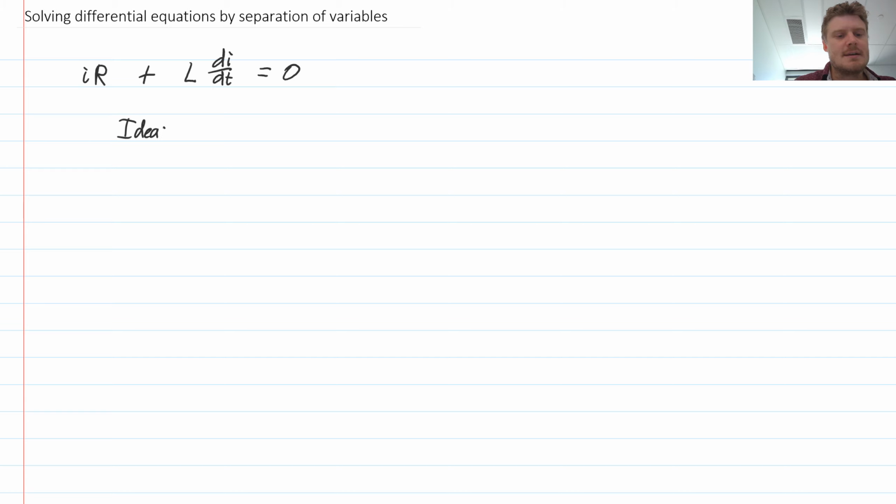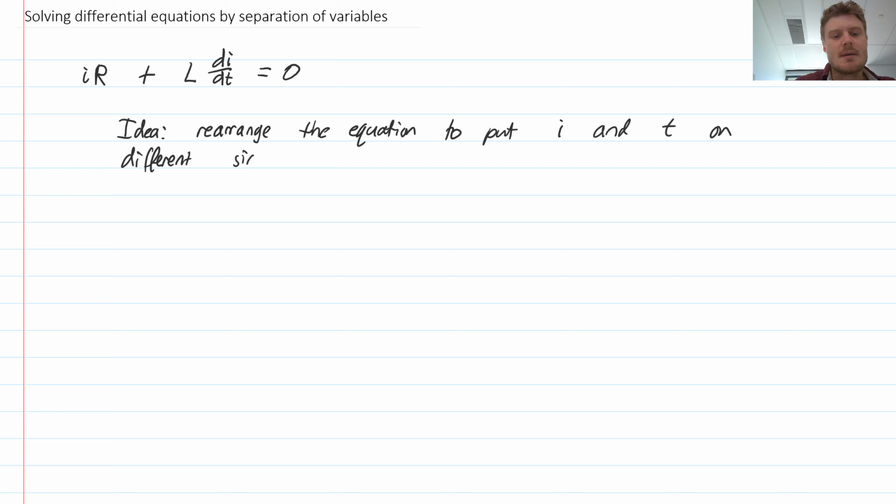So the idea is rearrange the equation to put I and t on different sides, and then we're going to be able to integrate. So let's have a look at doing that.